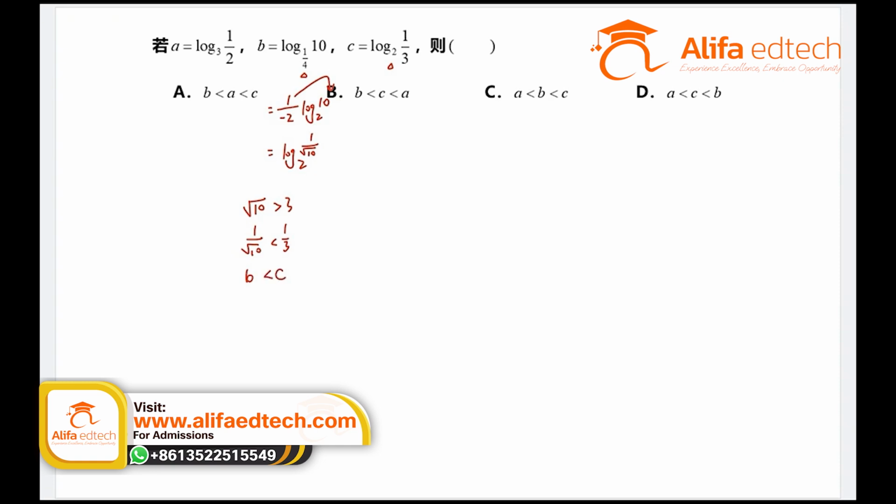Next, let's take a closer look at this relationship and see what else we can learn from it. Since b is less than c, we should check their relationship to 0. When comparing with 0, you'll find that log base 2 of 1 is exactly 0. Since c is log base 2 of 1/3, it is obviously smaller than log base 2 of 1. Therefore, c is less than 0.